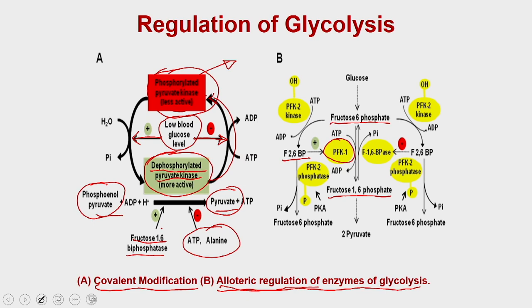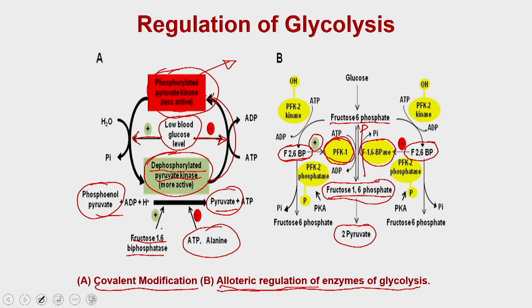Similarly, fructose 1,6 bisphosphatase, which drives the reverse reaction, also has an allosteric binding site for fructose 2,6 bisphosphate. Fructose 2,6 bisphosphate positively regulates the activity of phosphofructokinase 1, and that means if fructose 2,6 bisphosphate is present, it will activate the reaction, or enhance the catalytic conversion rate of phosphofructokinase, and as a result you are going to have more fructose 1,6 bisphosphate, which will eventually get converted into pyruvate.